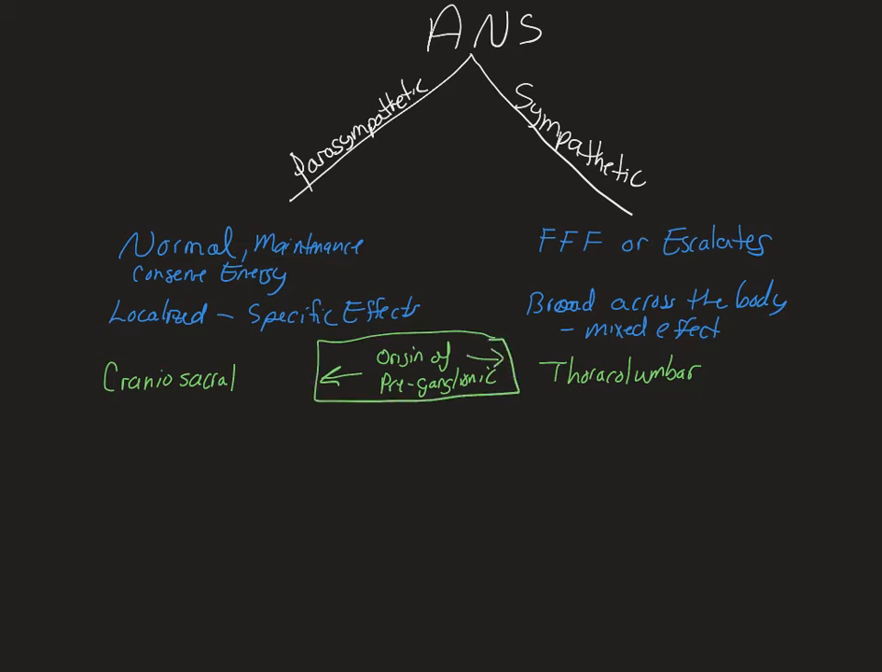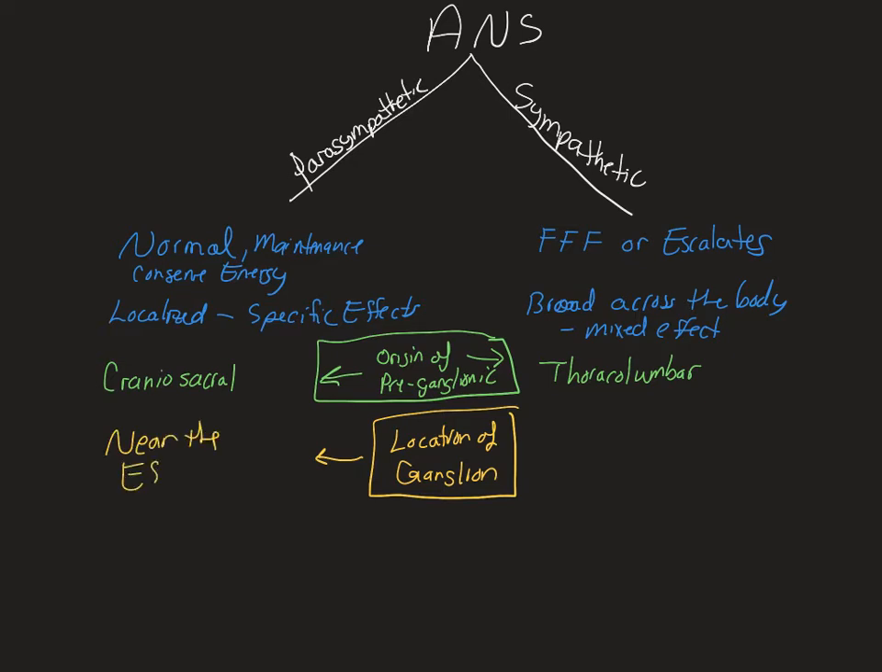The next thing you can compare and contrast is the location of the peripheral ganglion. Okay? With the parasympathetic, it's going to be near the effector organ. But with the sympathetic, it's nearer to the spinal cord.